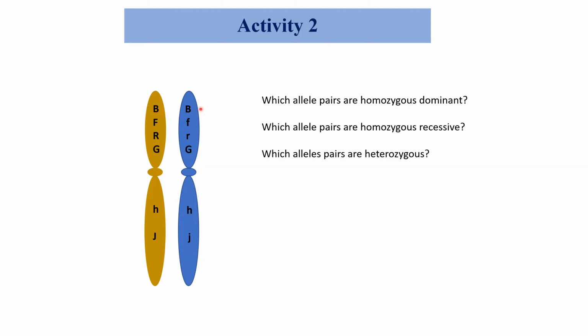So you'd go through and identify any other homozygous dominant pairs. Which allele pairs are homozygous recessive? In this example, the lowercase h is an example of homozygous recessive. So you go through this pair of chromosomes and see if you can identify any other allele pairs that are homozygous recessive. Which allele pairs are heterozygous? An example of a heterozygous allele pair would be this capital F, lowercase f, and you'd go through this pair of chromosomes and identify any other allele pairs that are heterozygous.